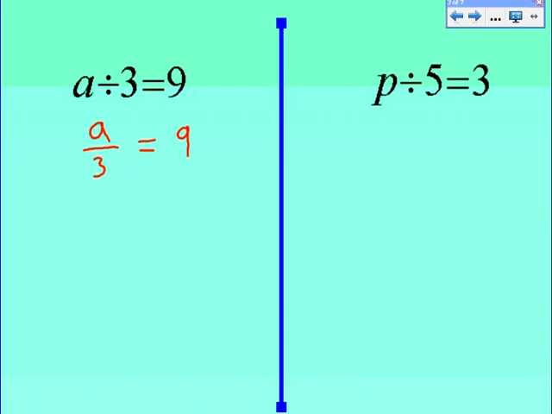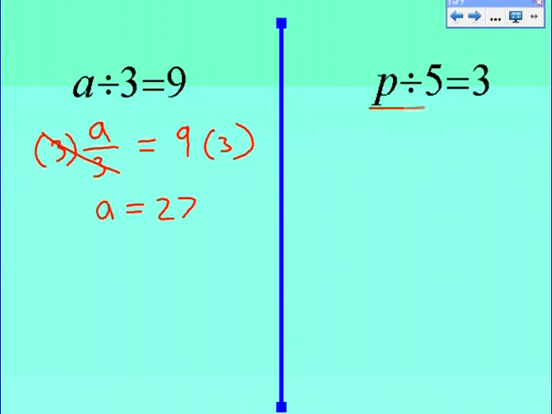We'd like to get a alone. Right now it's being divided by 3. The opposite of division is multiplication. So I'm going to multiply both sides by 3. I'm doing this because the 3's now cancel and you're left with a, which is exactly what we want. On the other side, you have 9 times 3, which gives you 27.